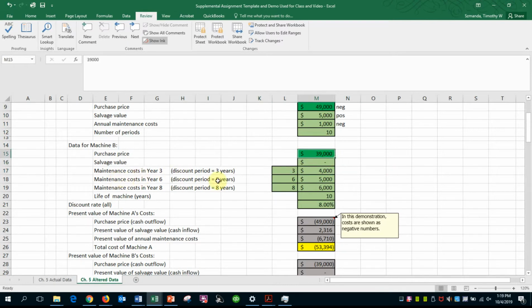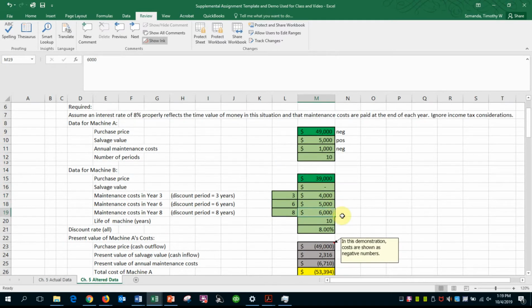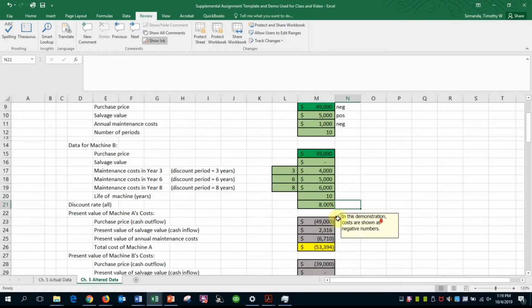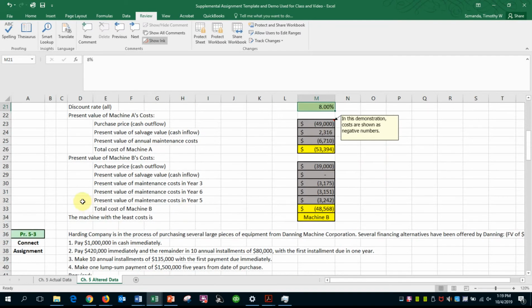We have maintenance costs, but they're different amounts. So we can't use the annuity function. We have to use the present value of one or lump sum and then calculate those present values separately. Again, discount period is 10 years, and we're discounting back at 8%.